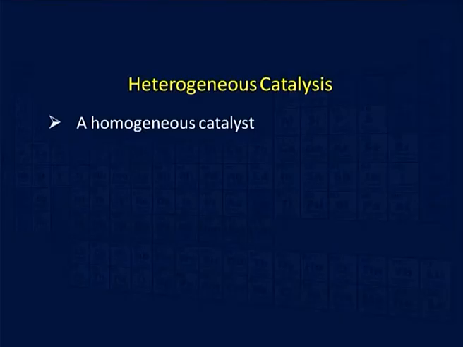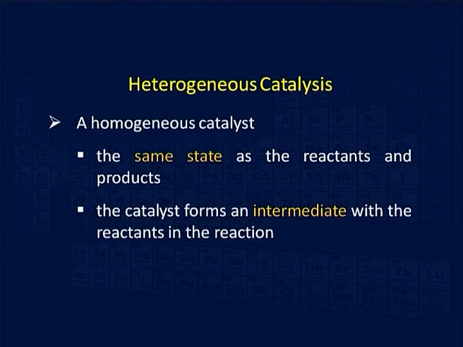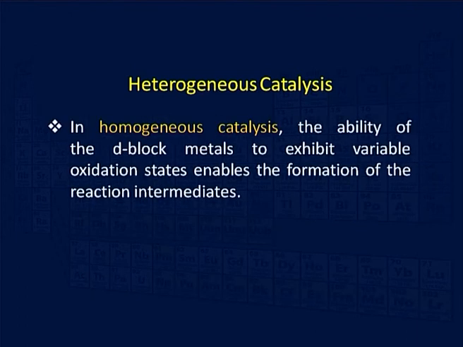Another class of catalyst is the homogeneous catalyst. In this also, transition metal ions and their compounds find uses. Here, as I said, the word homogeneous means the catalyst and the reactant are in the same state. The catalyst forms an intermediate with the reactant and changes the reaction mechanism to another one with a lower activation energy. In homogeneous catalysis, the ability of the d block metals to exhibit variable oxidation states enables the formation of the reaction intermediate.